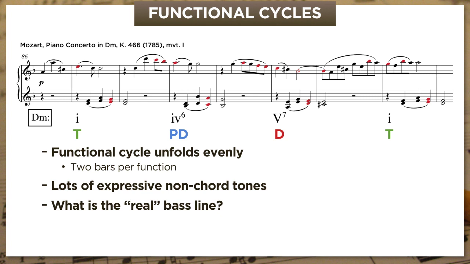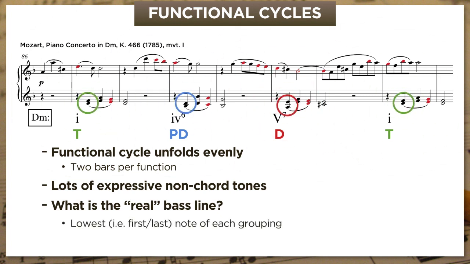And so on. With left-hand figures like this, we typically want to take the lowest note of each grouping as a single real bass note. So in other words, D, B flat, A, and D. That's why I've given you only 4 Roman numerals and not 16. And when you listen, I want you to tune into those changing functions.